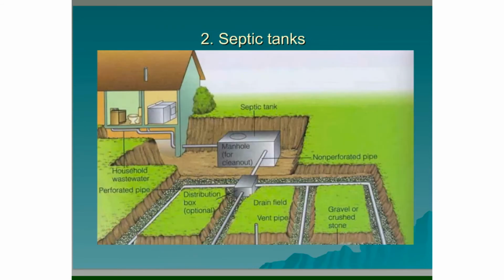So here we can see a typical layout for a septic tank. From the septic tank, the water is fed into a filter box, and from the filter box it leads into a series of perforated pipes. Perforated pipes accommodate the water, slowly distilling out into the surrounding land.